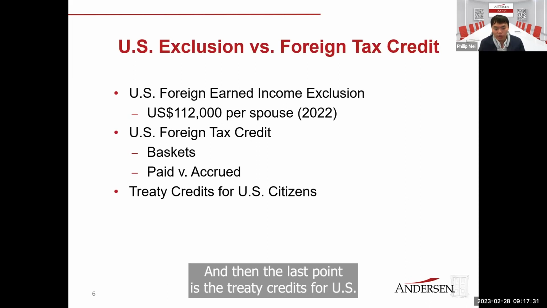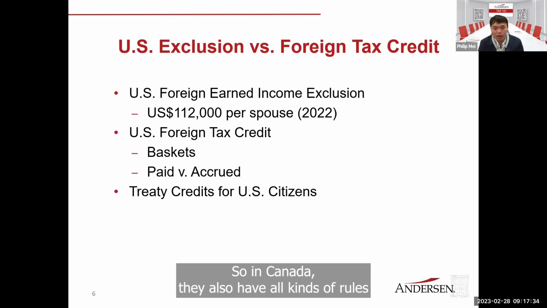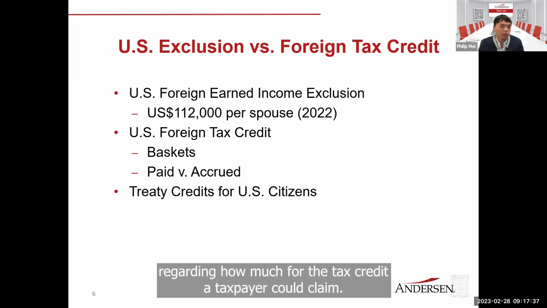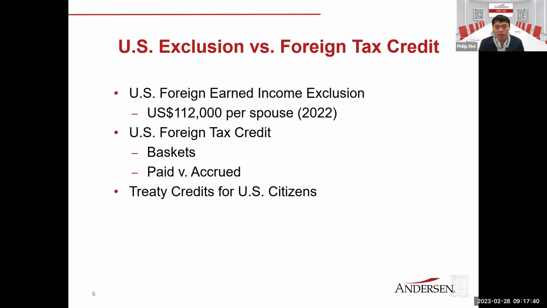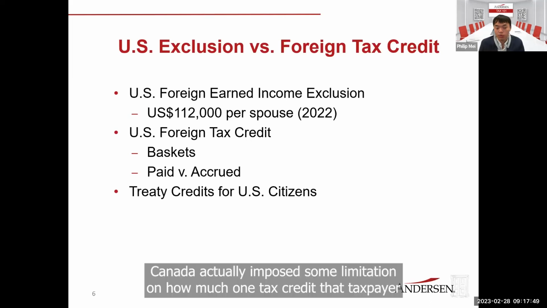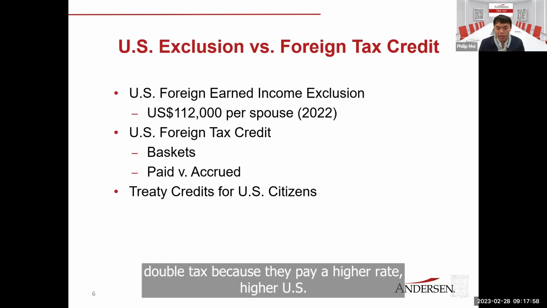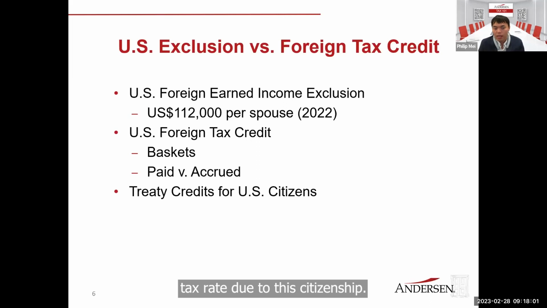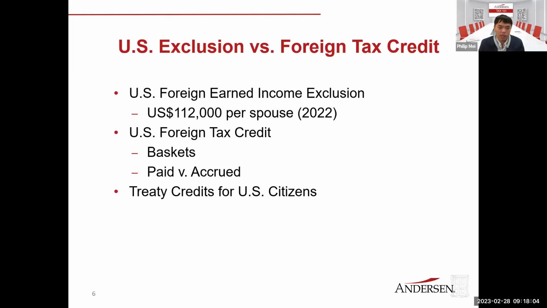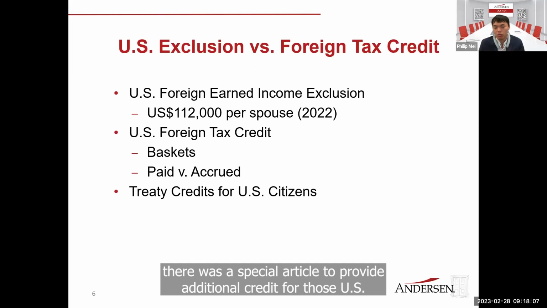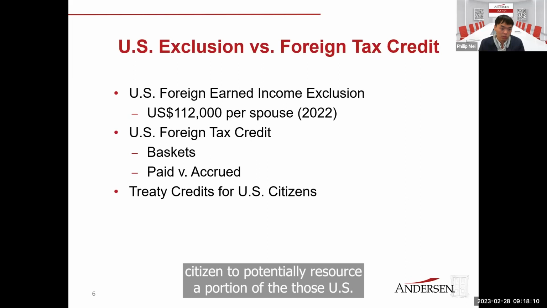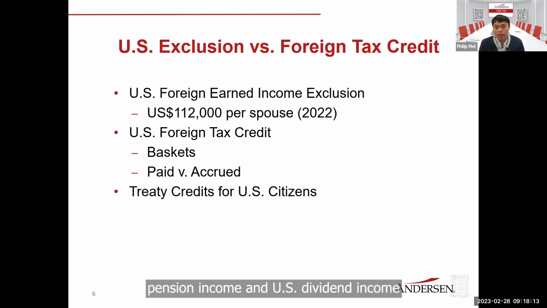And then the last point is the treaty credit for US citizens. So in Canada, they also have all kinds of rules regarding how much foreign tax credit a taxpayer could claim. In the case of a US citizen having US source, let's say pension income or dividend, Canada actually imposes some limitation on how much foreign tax credit that taxpayer could claim, resulting in the taxpayer potentially being double taxed because they pay a higher US tax rate due to their citizenship. That's where the income tax treaty has a special article to provide additional credit for those US citizens to potentially resource a portion of those US pension income and US dividend income.